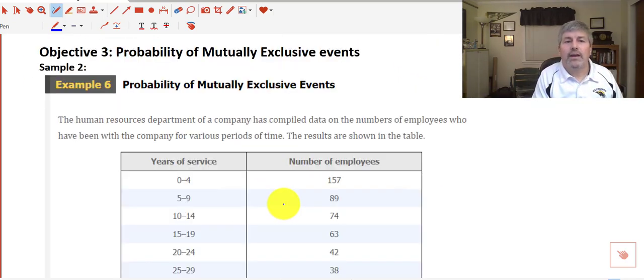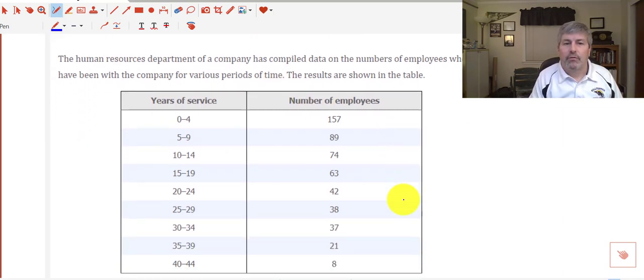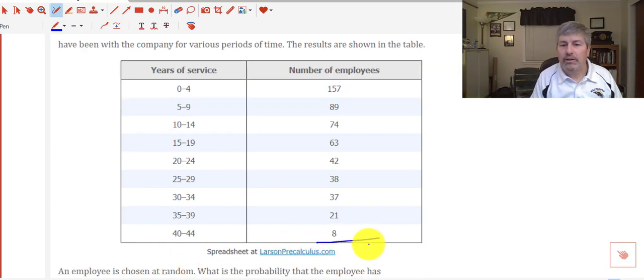Objective 3, we're going to take a look at the probability of mutually exclusive events. The Human Resources Department of a company has compiled data on the numbers of employees who have been with the company for various periods of time. The results are shown in the table. So we've got our years of service. Nothing overlaps here in our years of service, and the number of employees for each of those sample sets of years of service. There's a good possibility we'll need the total of employees depending on the question, so that's something to keep in mind.